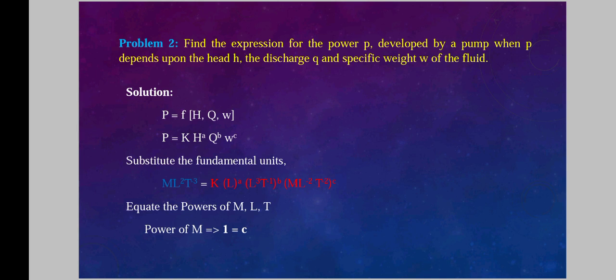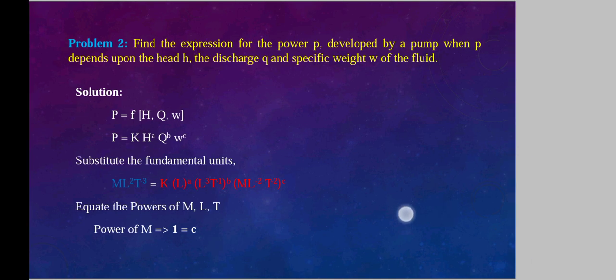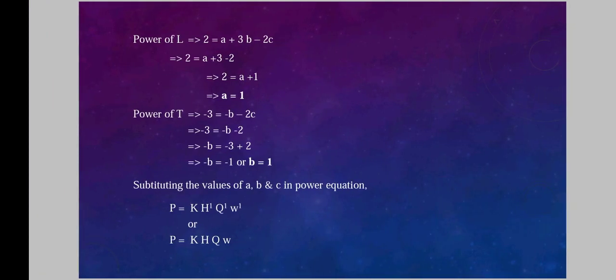Now we equate the powers of M, L, T from both sides of the equation. For the power of M, it will be 1 is equal to C, and for the power of L it is A plus 3B minus 2C. So resolving it, we will get the values, and for the power of T it is minus 3 is equal to minus B minus 2C, and resolving this we will get the values. So substituting these values, we will get the equation as P is equal to K H Q W. So thank you.